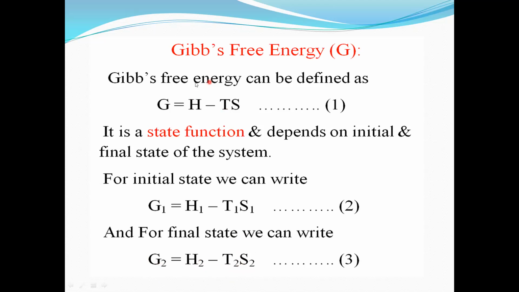So this is Gibbs free energy. Gibbs free energy is given by G is equal to H minus TS. It is denoted by capital G, where H is enthalpy, T is temperature, and S is the entropy. And this Gibbs free energy is a state function. We have written the Gibbs free energy in the initial state by equation number 2, and in the final state by equation number 3.